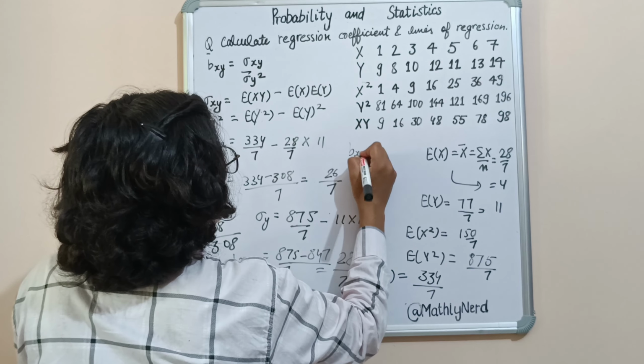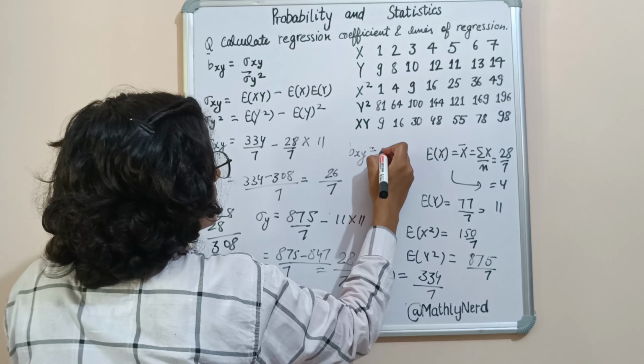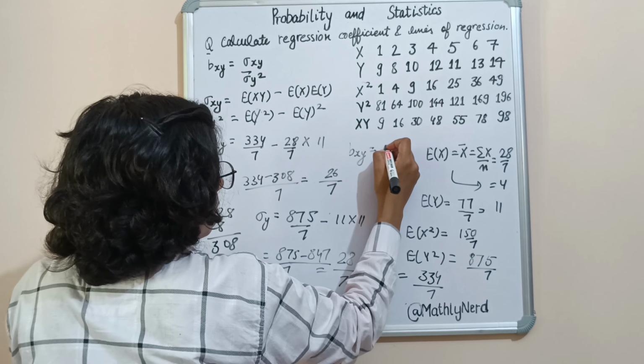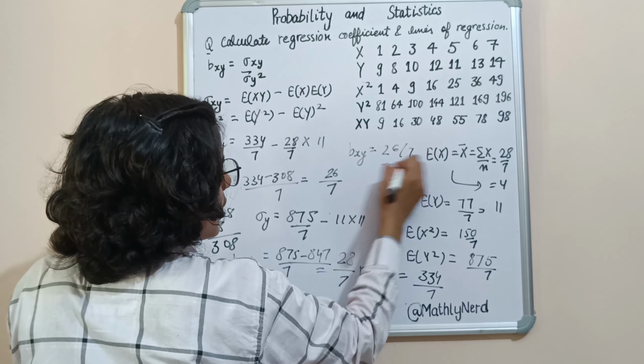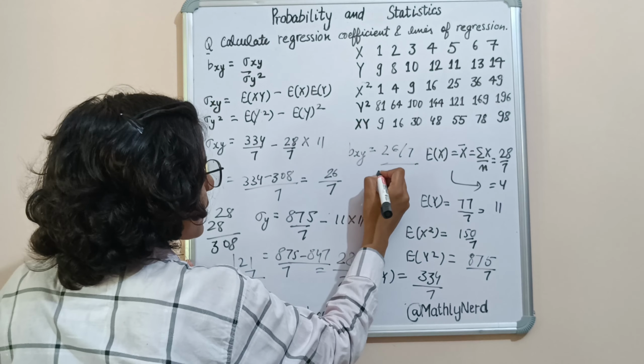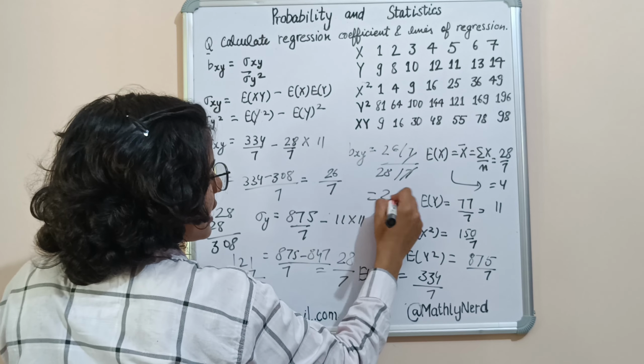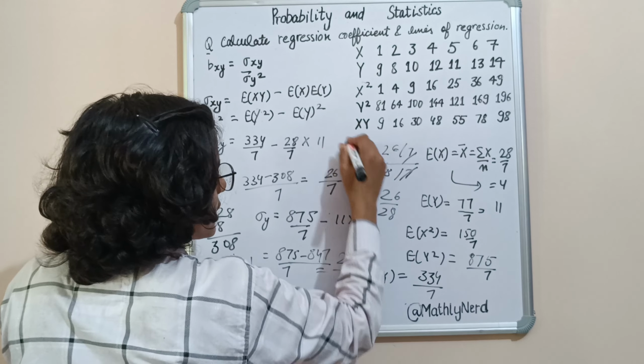So bxy equals sigma xy, that is 26 by 7, divided by sigma y square, this is 28 by 7. So this will be 26 by 28, and you can further solve this value.